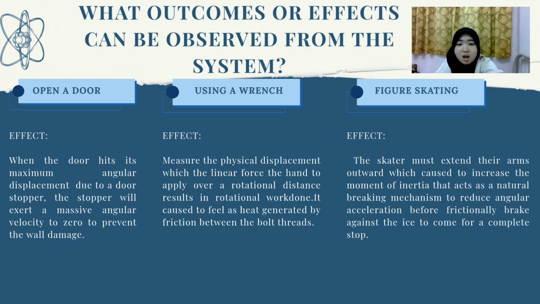Finally, how does the figure skater slow down? To stop spinning, the skater must extend their arms outward. This increases their moment of inertia, which acts as a natural braking mechanism to reduce the angular acceleration. After slowing down, they can easily use friction against the ice to come to a complete stop.